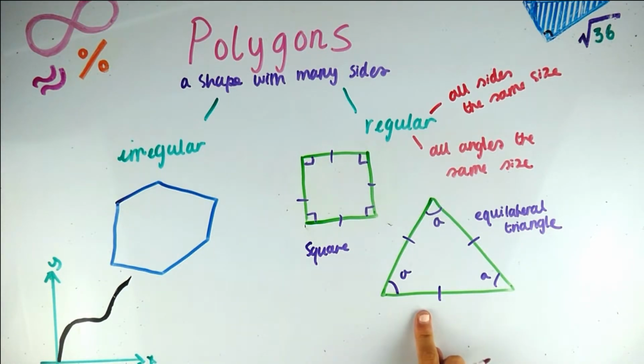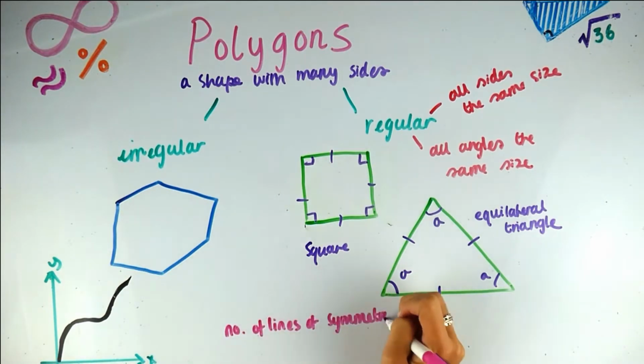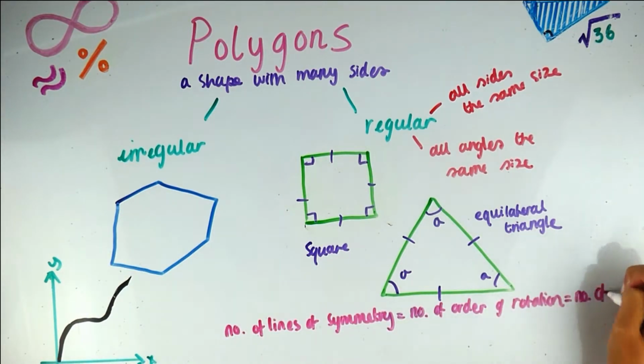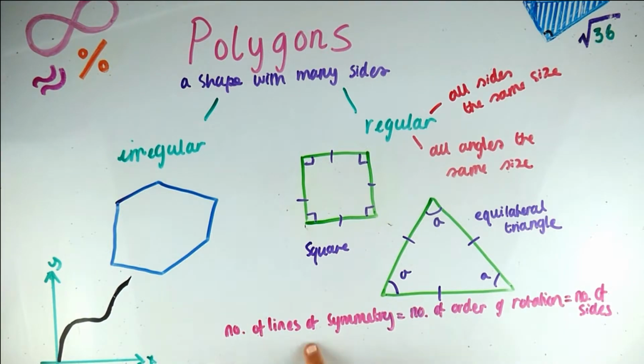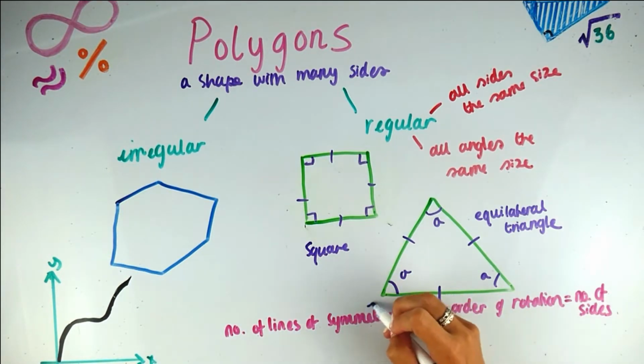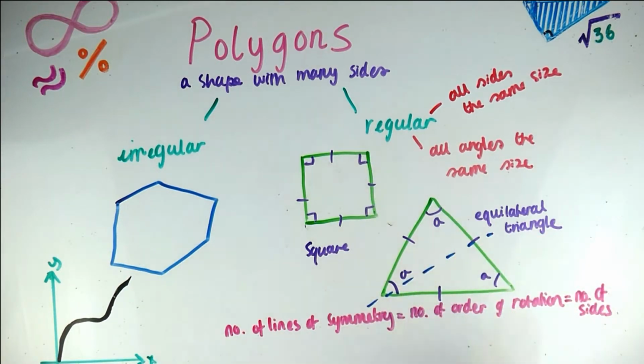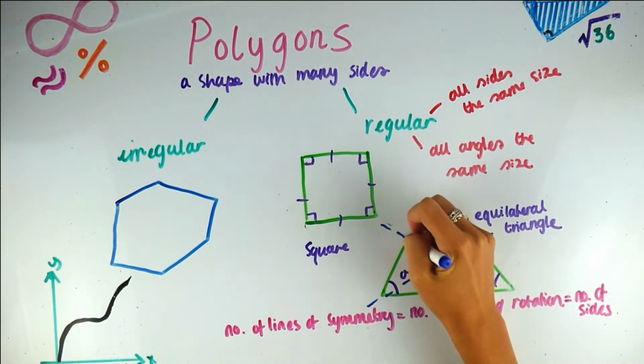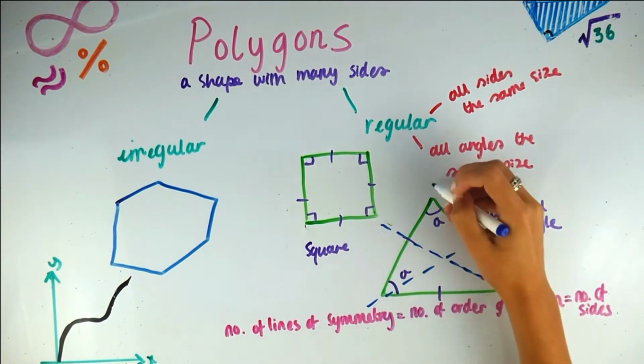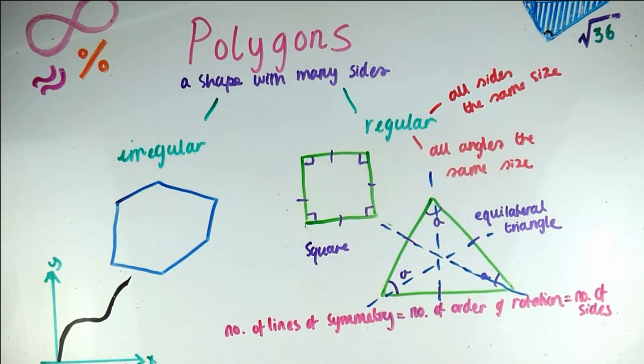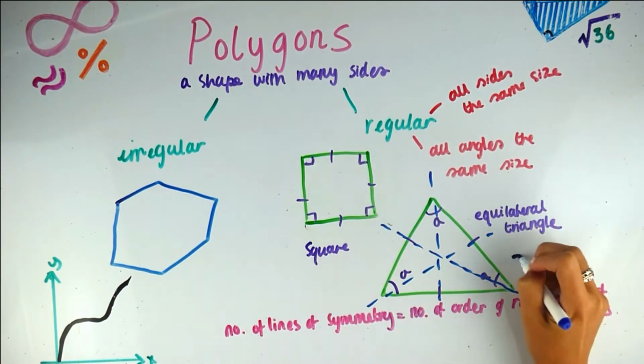So, for a regular polygon, the number of lines of symmetry is equal to the order of rotation, and it's equal to the number of sides. So let's have a look at that on our equilateral triangle. As we can see, for a line of symmetry, we're going to have one here, because if you fold it in half it should fit nicely. Going to have one here, and we're also going to have one down here. So that means we have 3 lines of symmetry.